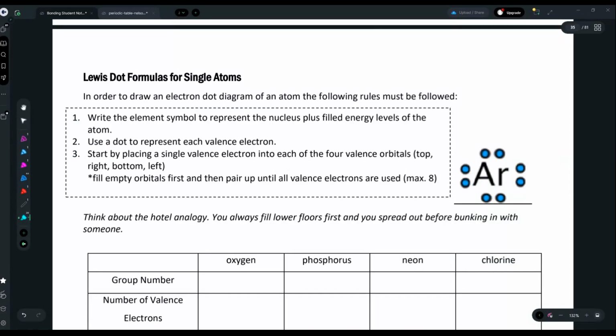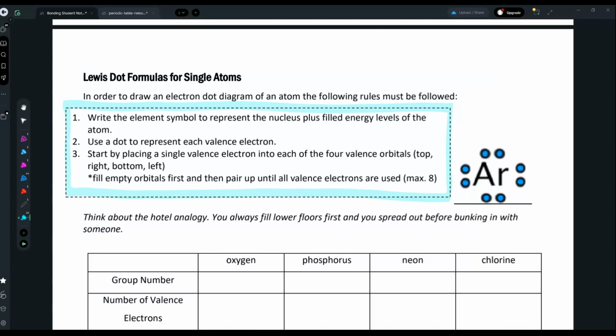All right. So for the Lewis dot diagrams or electron dot diagrams for single atoms, we're going to follow these 3 steps. Let's highlight this box. We're going to write the element symbol to represent the nucleus plus filled energy levels of the atom, and then we're going to use a dot to represent each valence electron. And then we're going to start by placing a single valence electron into each of the 4 orbitals, which are located to the top, right, bottom, and left of the symbol.